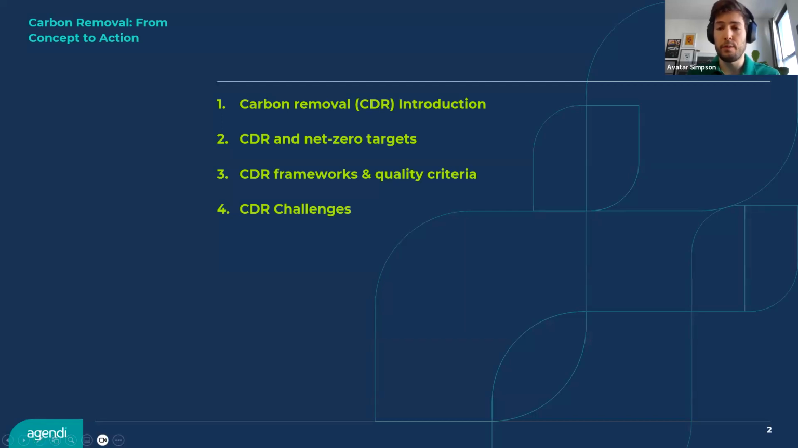So to begin with the overview, we're going to quickly run through what CDR, or carbon removal, is and introduce it quickly, as well as discuss how it can be incorporated into a company's net zero strategy. And then Capucine will discuss some of the frameworks and quality criteria that can be used to assess the efficacy of carbon removal credits, as well as some of the main challenges that the CDR industry faces today.